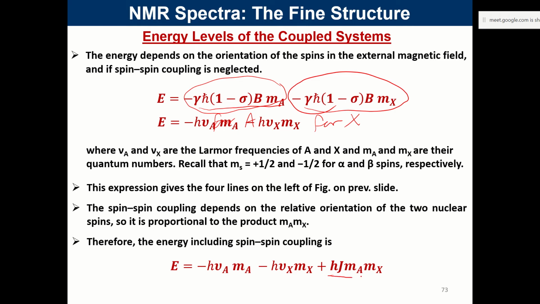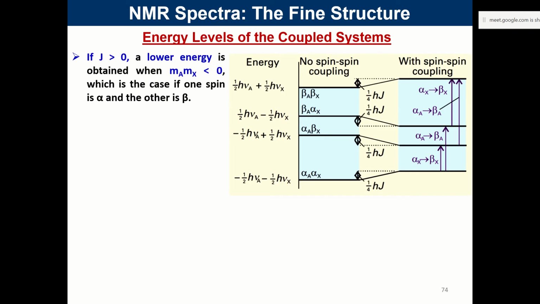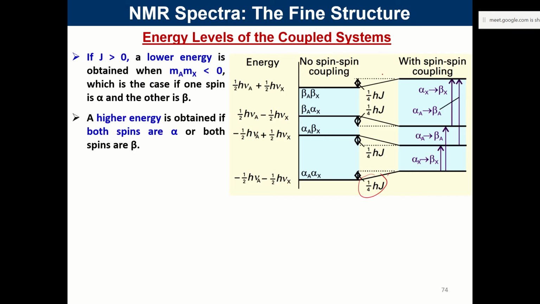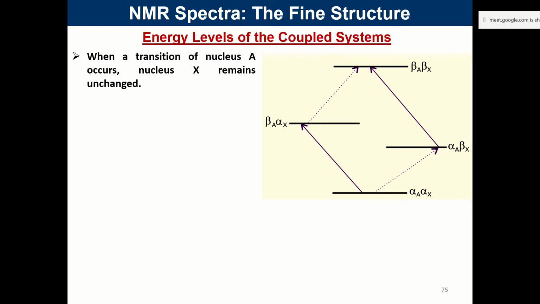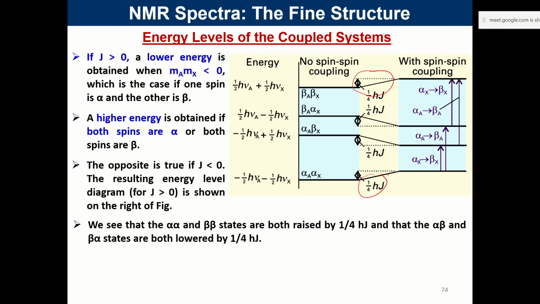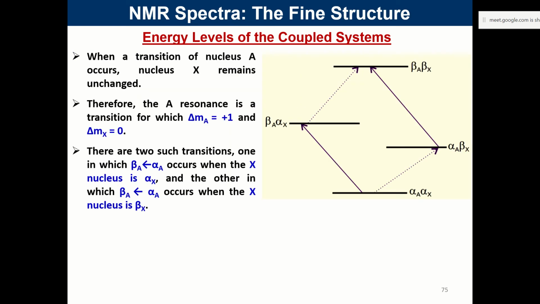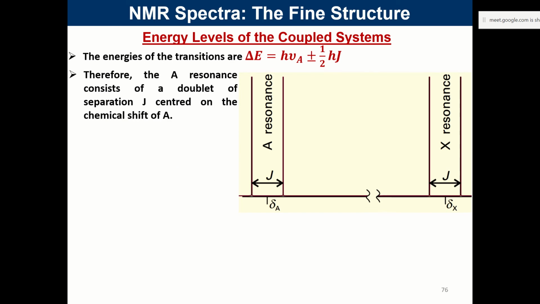The additional thing that we introduced was this coupling hJ mA mX, and the 1 by 4 term that you see. When both spins are the same, there is a rise in energy due to spin-spin coupling, and when they are different there is a reduction in energy. So this is another way to represent the same diagram discussed previously. Okay, so this is the system.